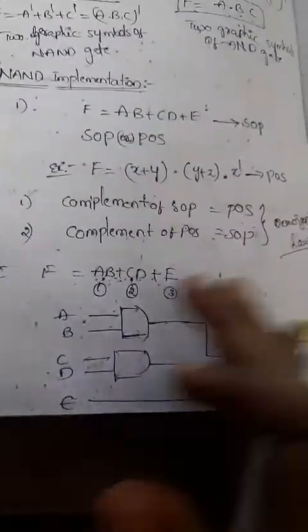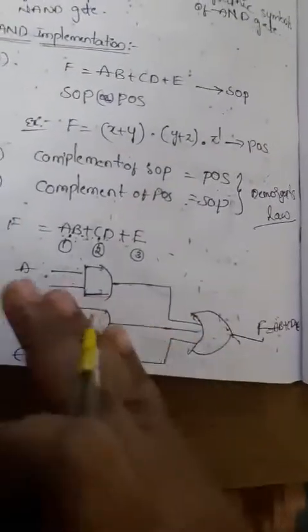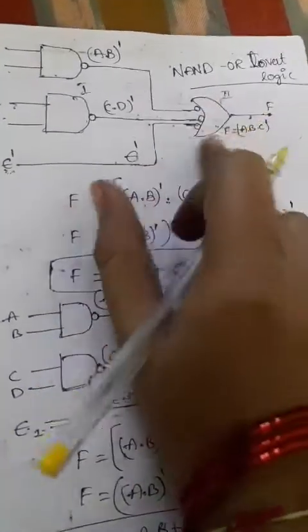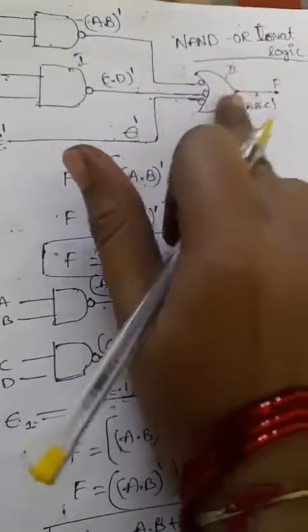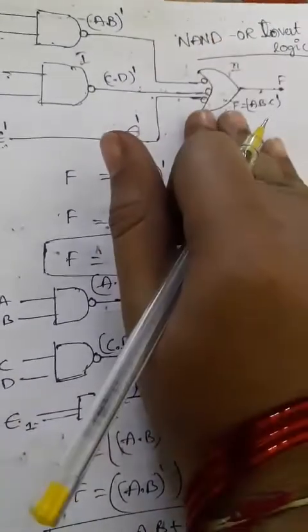Just observe this NAND implementation. In the first step we are checking SOP or not. In the second step, whatever AND gates and OR gates we have will be converted into NAND gates like this. Here also we are using the NAND or invert. These are the two graphic symbols of the NAND gate.